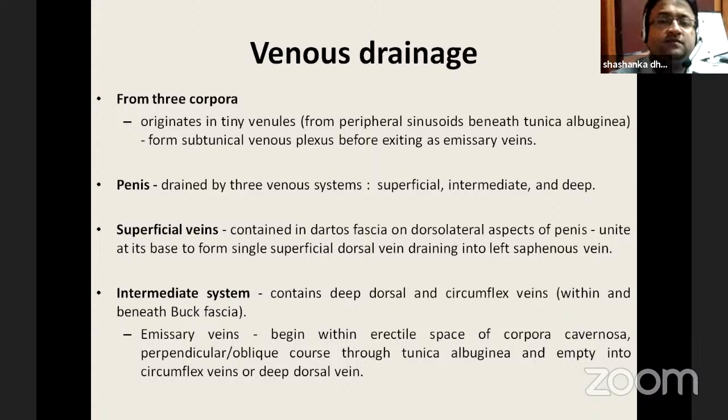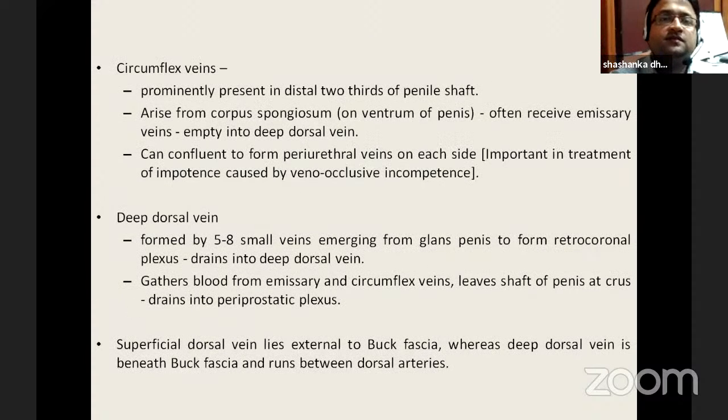The intermediate system contains the deep dorsal and circumflex veins. They are beneath the buccal fascia. The emissary veins begin within the erectile space of the cavernosa, and then they empty into the circumflex veins. The circumflex veins are prominently present in the distal two-thirds of the penile shaft. They arise from the spongiosum.